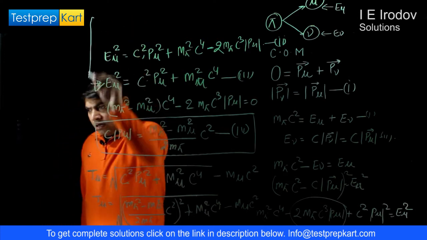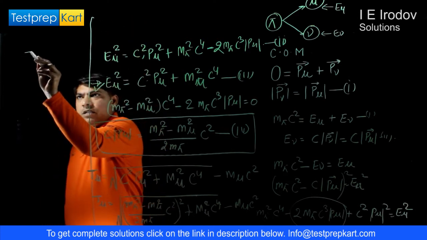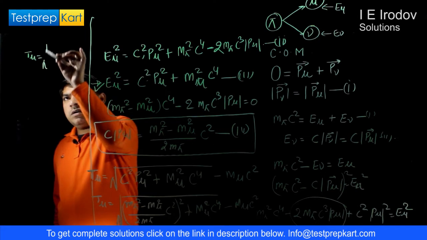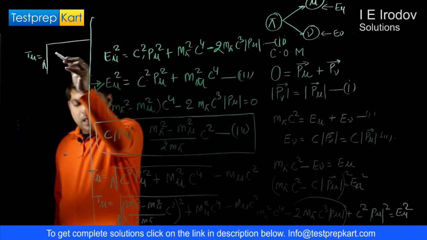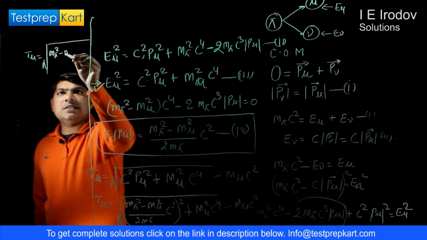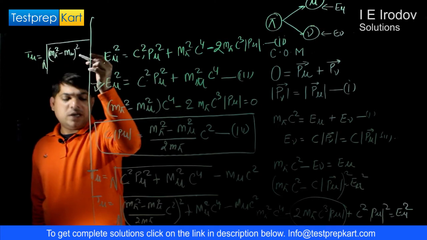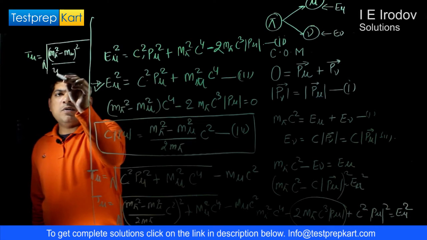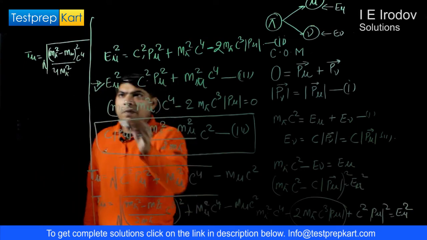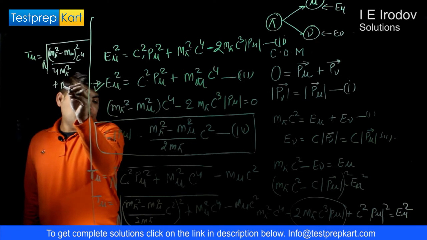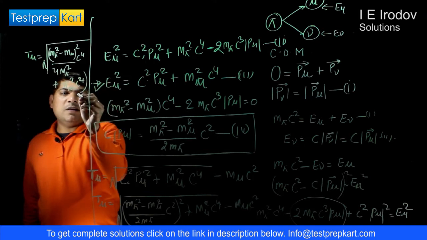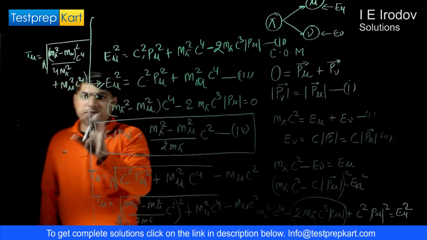let me write here, we can write T_mu equals the square root of (m_pi² minus m_mu²) whole square upon 4m_pi² into c⁴ for this term, plus m_mu² into c⁴, all these quantities under the root, and then minus m_mu into c². Right.